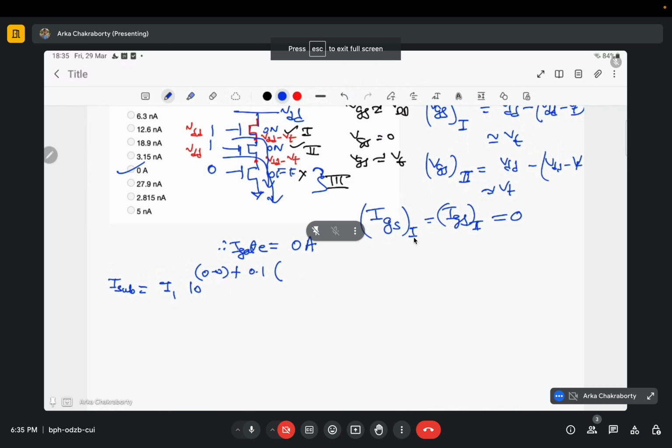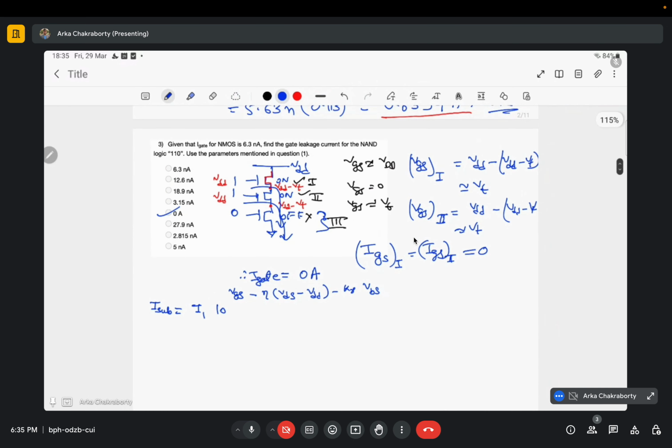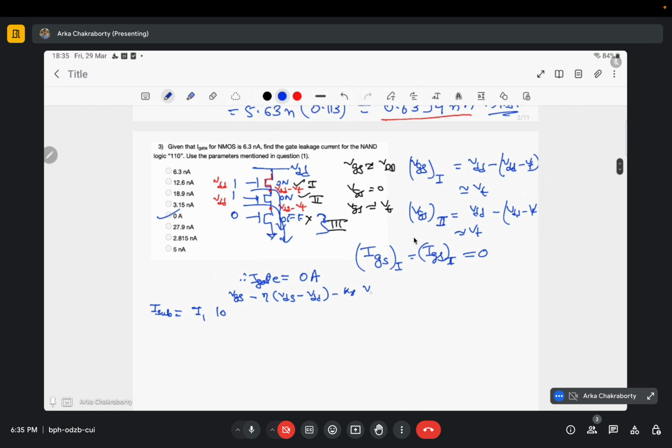Actually, I think you have missed the first part I have written there. Let me write it again. It will be VGS minus eta, the DIBL coefficient, into VDS minus VDD, minus K gamma, the body effect coefficient, into VSB, whole divided by the subthreshold slope S. It is VSB, sorry.